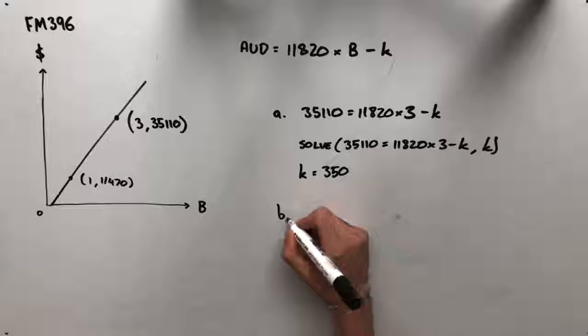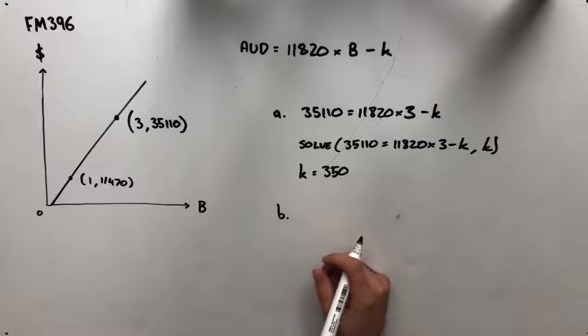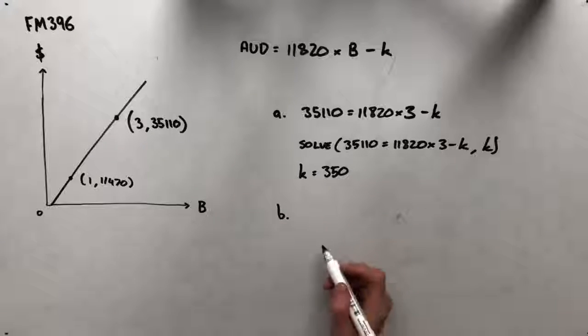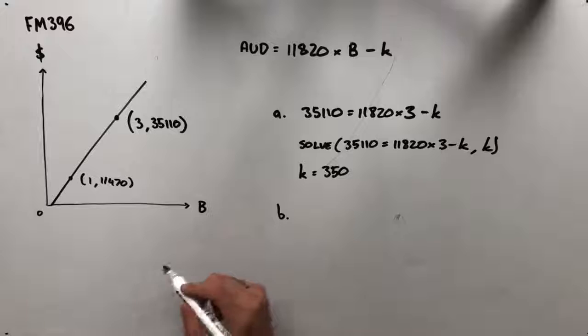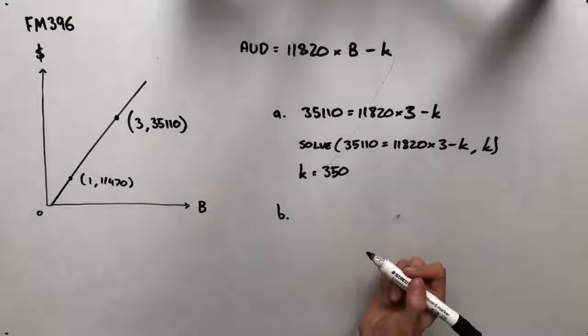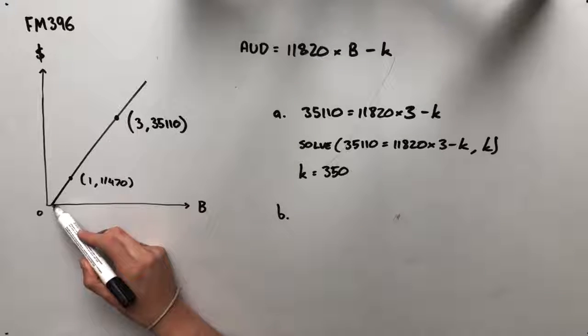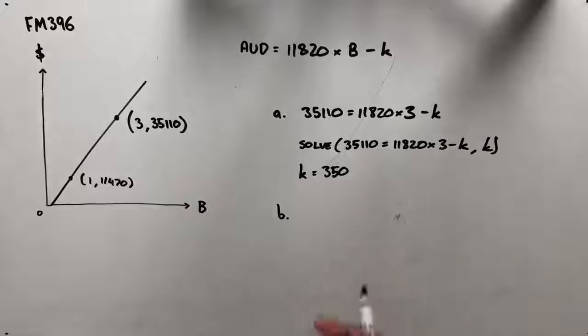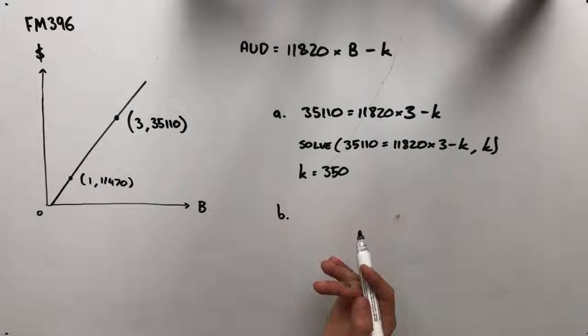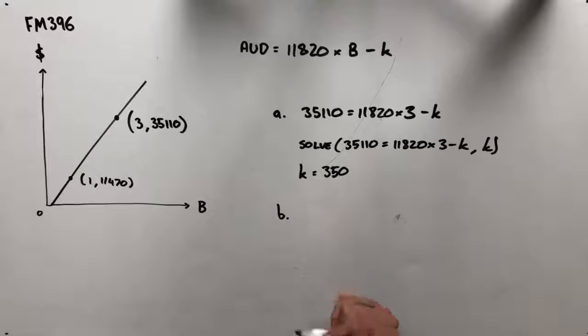Part B then says interpret the y-intercept in the context of converting Bitcoin to Australian dollars. Now our y-intercept is essentially what we've just found there, that value K is 350. Since we're converting Bitcoin to Australian dollars, if we have a minus 350 as a y-intercept, well that's some sort of fixed cost. We lose $350 no matter how much we're converting. So that's a fixed cost to our transaction.